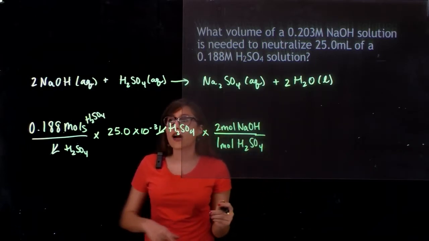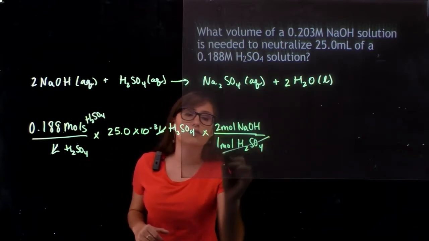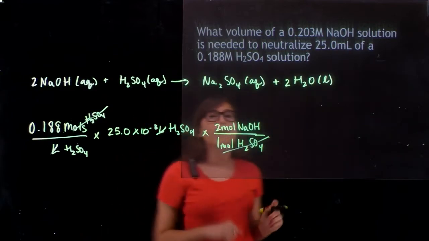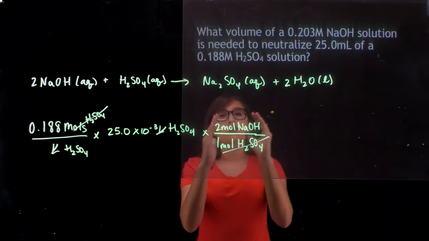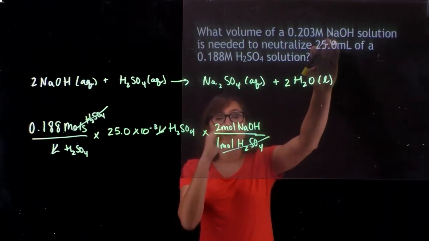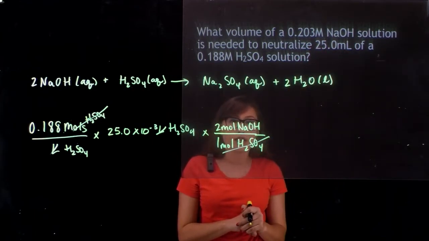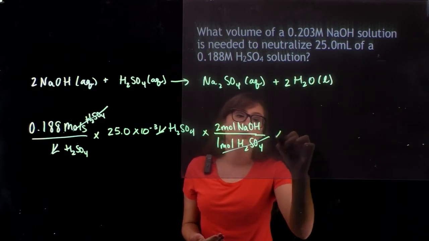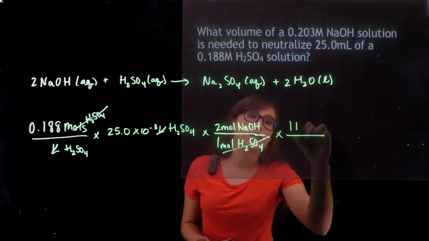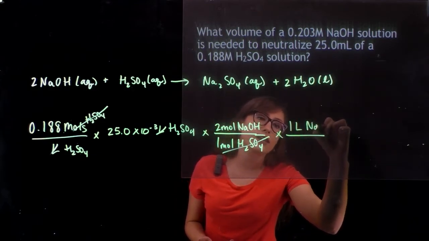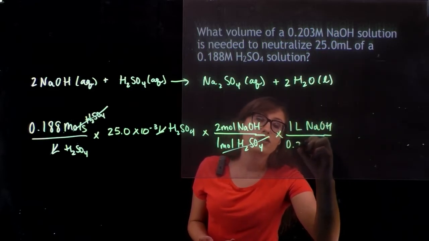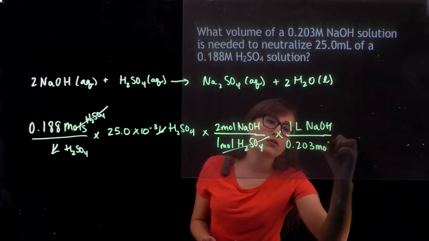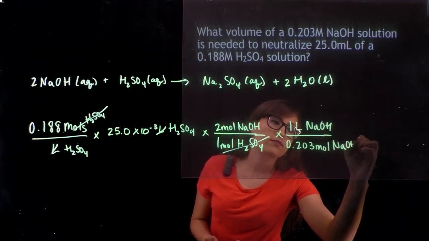Well, once we have that written out, we can cancel out moles of sulfuric acid, and now we're left with moles of sodium hydroxide. We can then use sodium hydroxide to multiply by the molarity in order to get volume. So we have 1 liter of sodium hydroxide. This is just the reciprocal of molarity, 0.203 moles of sodium hydroxide.